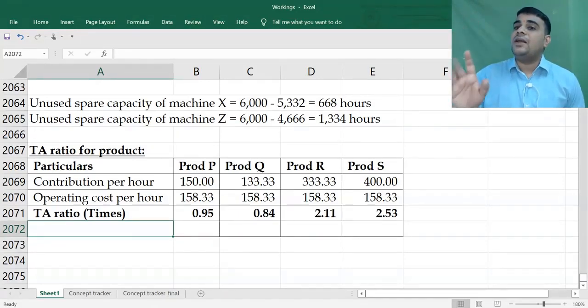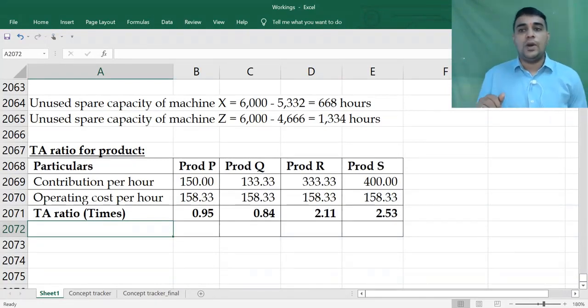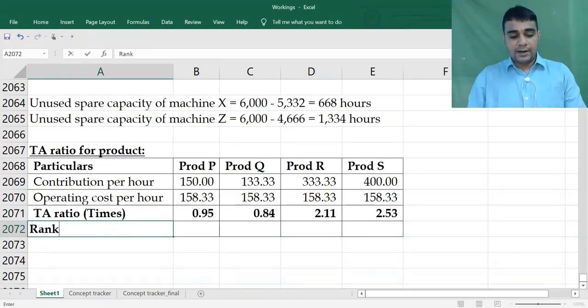Product R is earning 2 rupees for 1 rupee of expense. Product S is earning 2 rupees 50 paise for 1 rupee of expense. P and Q are earning less than 1 rupee. Ranking can be done even on the basis of this. It will be the same ranking.